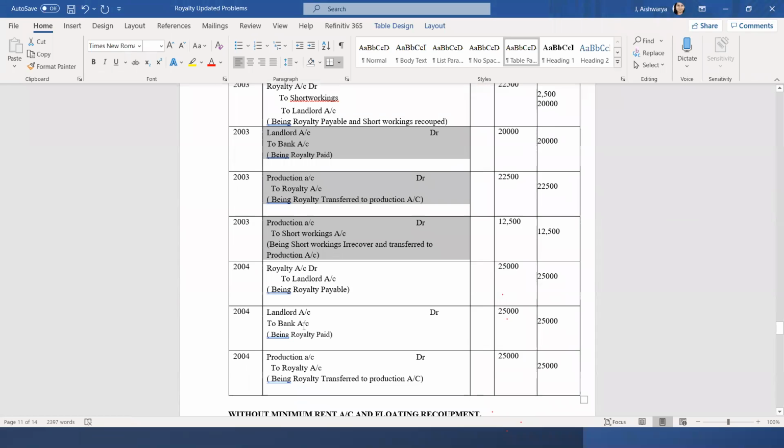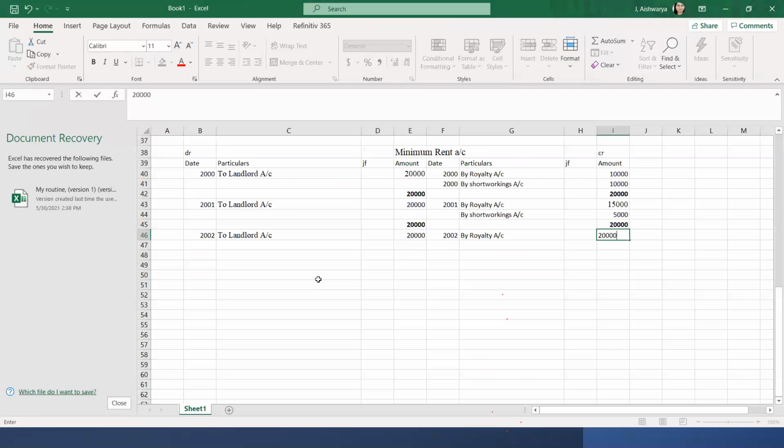End of data, ma'am. Okay, finished. I'll just close it. As there is nothing more, when 20,000 and 20,000 match, I'll record it. So minimum rent is done; there is no minimum rent after that. Okay, so I'll just stop it.